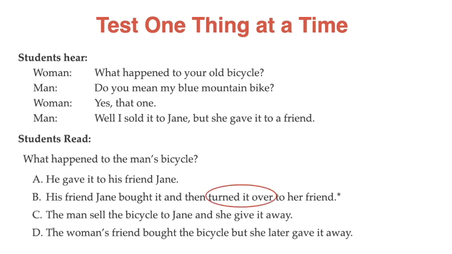Another potential flaw is that the item uses the expression "turned it over" as a synonym for gave. This phrasal verb could be less familiar to students than the simple verb gave. We might be testing vocabulary knowledge as much as listening ability.